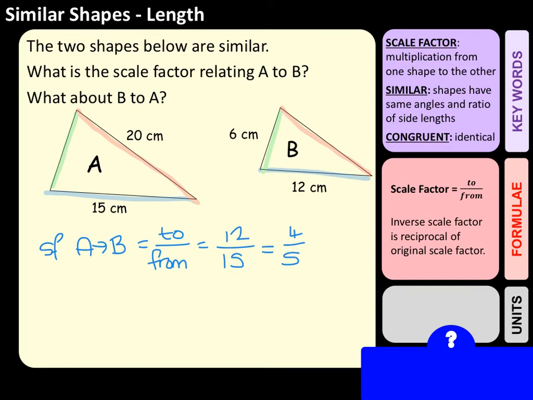Now, for B to A, remember I could work it out again, but I know that I can just use the inverse scale factor, which is a bit quicker, so I just do the reciprocal of 4/5, which is 5 over 4. Okay.